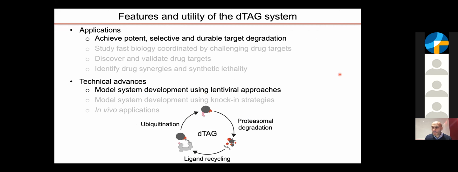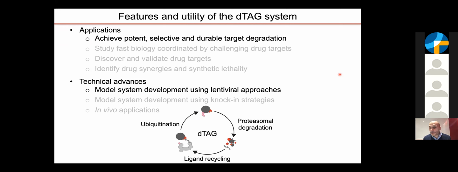And so what I wanted to do today in the time that I have is try to give two snapshots. One, some of the applications and advances and thoughts that we had around developing the dTAG system. And then in the spirit of the workshop, kind of having a backdrop of some of the technical advances and thoughts that we had and various different approaches that we've used for developing some of the different model systems across various different contexts. And so I want to give a flavor of both the utility, but also a little bit more on some of the technical details that I'm happy to also expand upon in more depth.